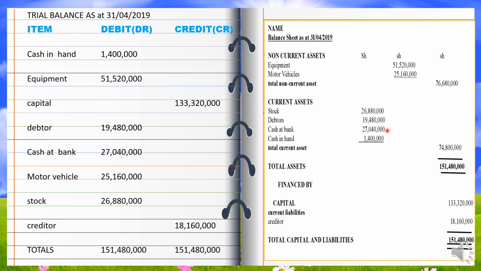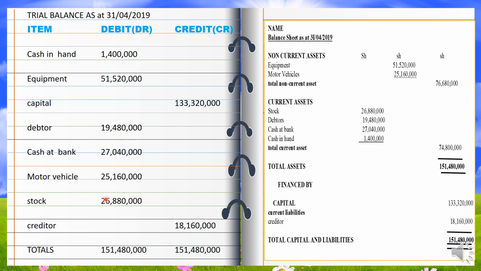Then we can add all those current assets. These are the assets which are usually acquired for the purposes of trading. You add them, you get the figure. You add also the non-current assets, you also get the figure. Those two figures, you add them so that you can get the total assets. Total assets is composed of the current assets and also the non-current assets. Those assets are going to be financed by who? They are going to be financed by capital.